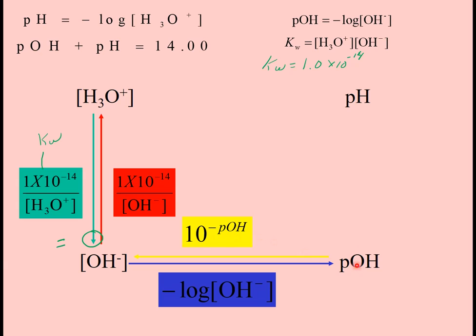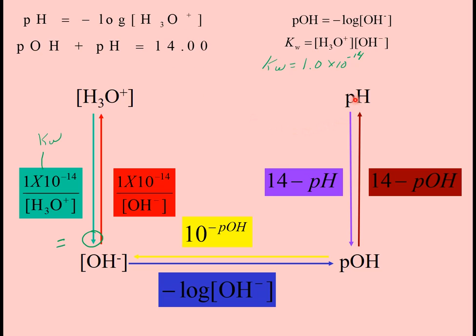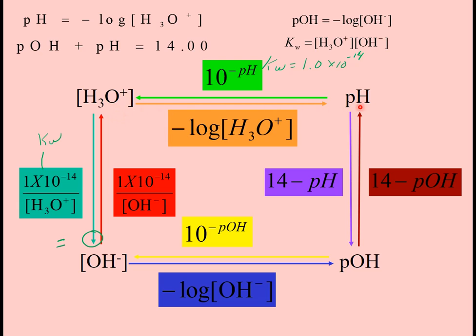If I have pOH and I want pH, then it's 14 minus pOH using this formula here. I'm solving for pH, so it's 14 minus the pOH. 14 is a number that's not given to you. To go in the opposite direction, from pH to pOH, it's 14 minus the pH. The last ones go from pH to hydronium. Just like the pOH, it's 10 to the negative pH. And to go from hydronium to pH is the negative log of hydronium.